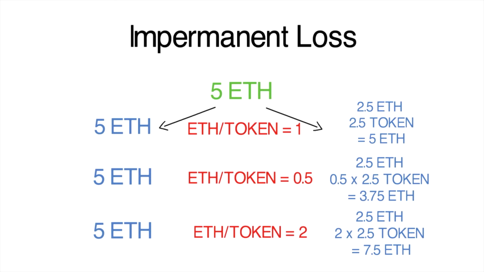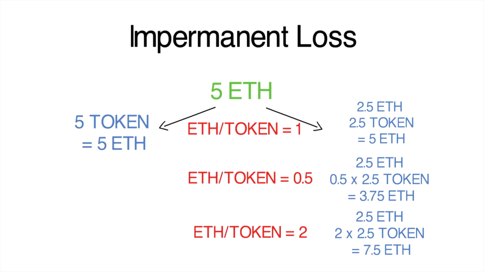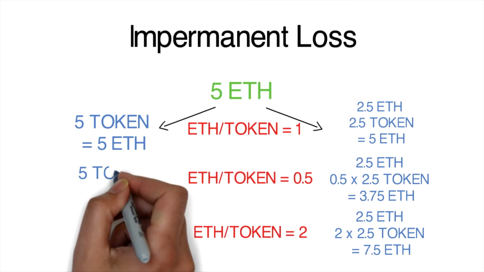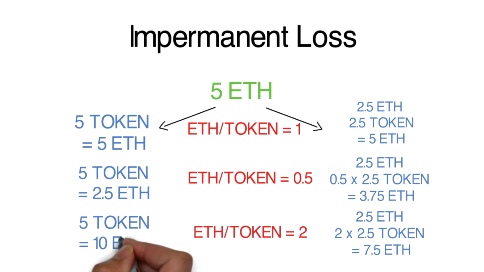If you now look at it differently and think about either investing all your 5 Ethereum into token or providing liquidity in Uniswap, you get another perspective. In the beginning, you would have 5 token, which equals the value of 5 Ethereum. In scenario 1, you would have only a value of 2.5 Ethereum left. In scenario 2, you would end up with the value of 10 Ethereum.